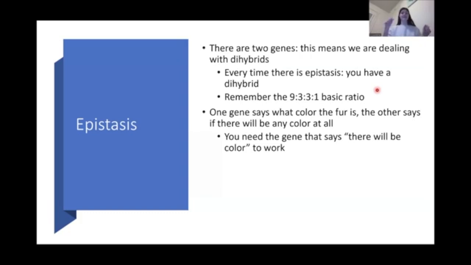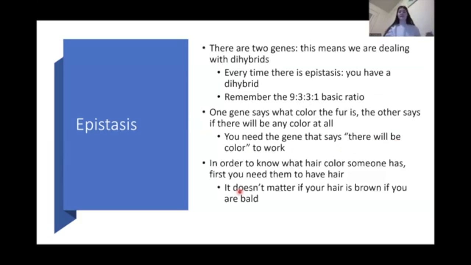And if it says yes, color is going to be made, then this one is going to say what color it is. So if this says no color is going to be made, it doesn't matter what color this one was going to be because there's no color made. So we need the gene that says there will be color to work in order for our other gene to matter at all. Let's think of another example.